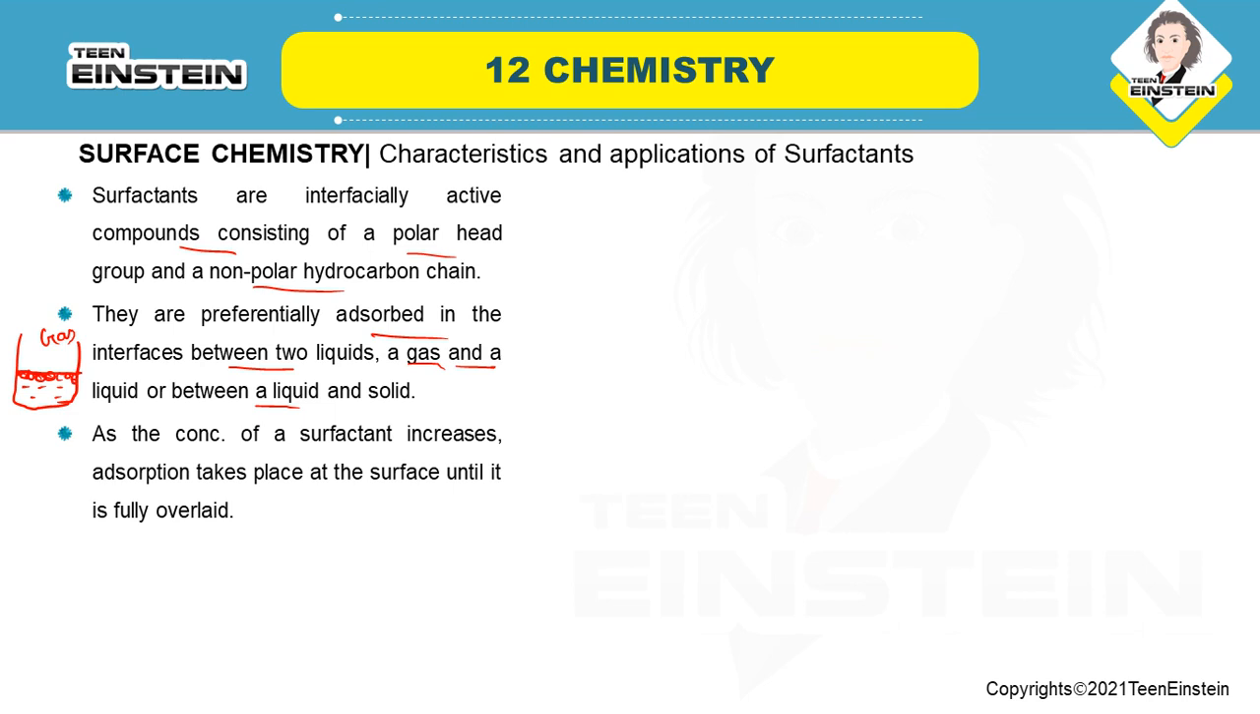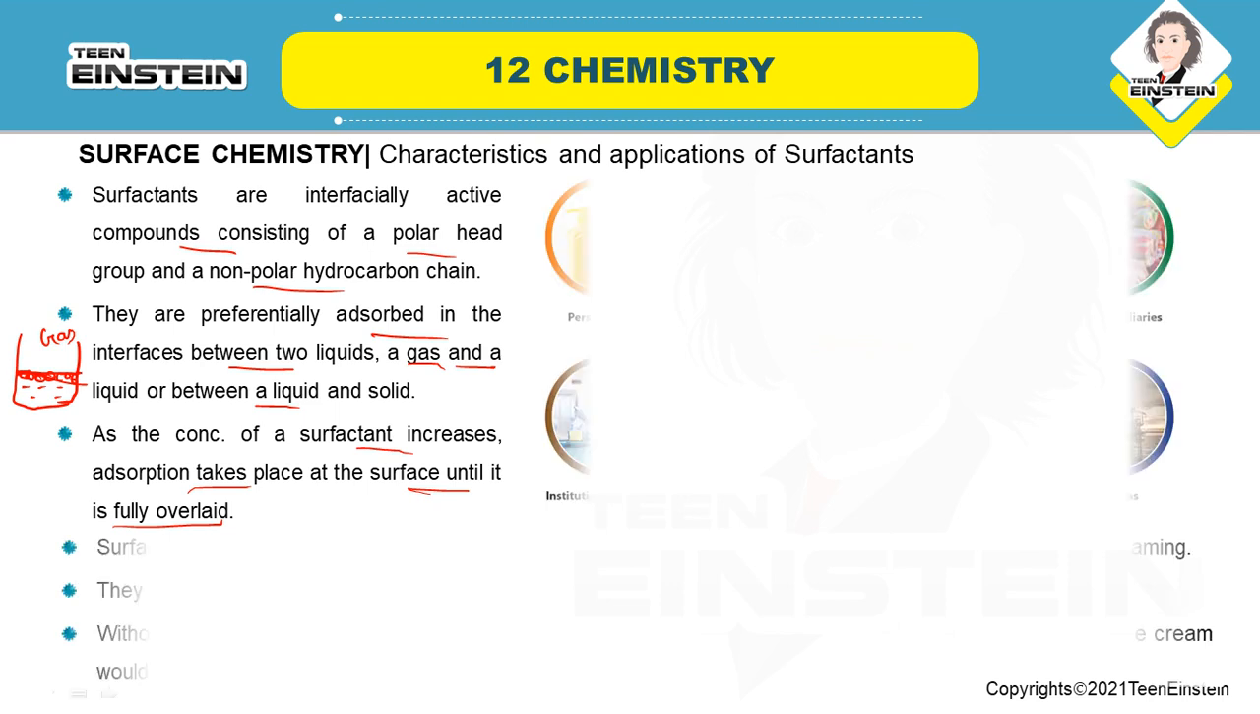Once we reach CMC, the critical micellization concentration, they will start forming micelles. As the concentration of surfactant increases, adsorption takes place at the surface until it is fully overlaid. That means the process will continue as long as the surface is not saturated. But once the surface is saturated completely and you keep adding surfactant, micellization will take place. So these are the steps by which micelles can be formed.